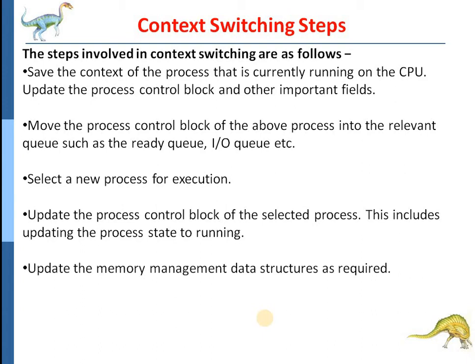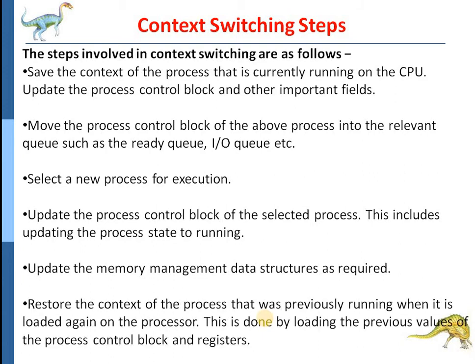Next, update the memory management data structure as required. Each time memory is allocated or deallocated, the memory management data structure is also updated. And last, restore the context of the process that was previously running when it is loaded again on the processor. This is done by loading the previous values of the process control block and registers.